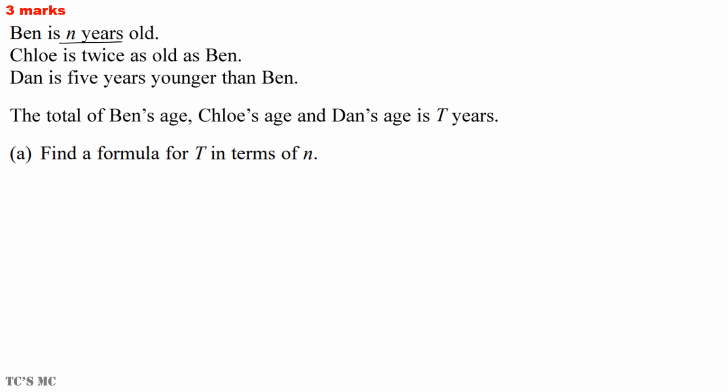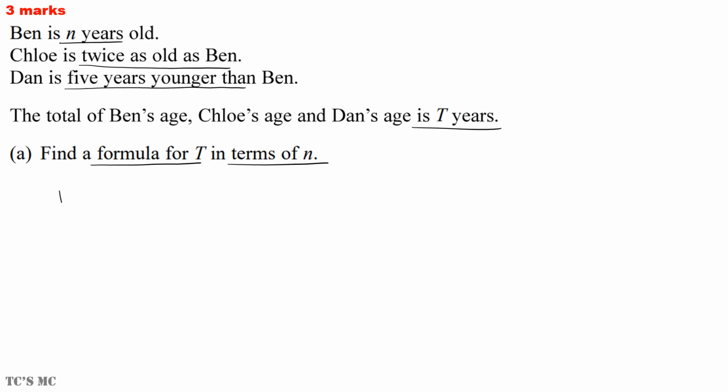Ben is n years old. Chloe is twice as old as Ben. Dan is 5 years younger than Ben. The total of Ben's age, Chloe's age, and Dan's age is t years old. Find a formula for t in terms of n. That means we need t equals something n, and so on.